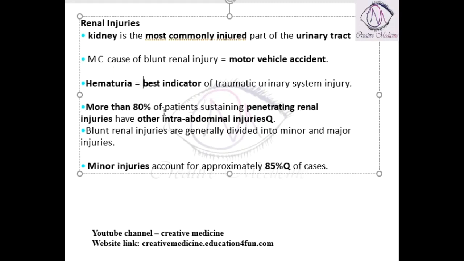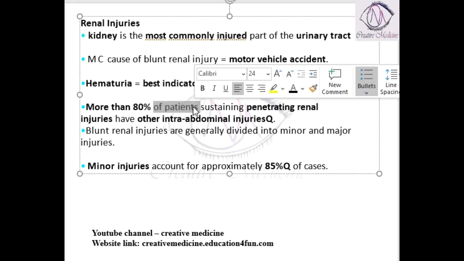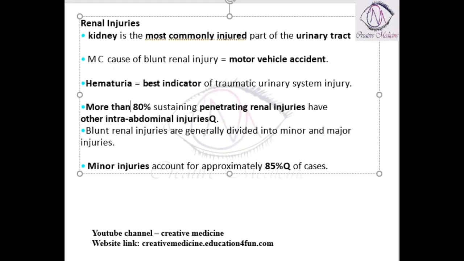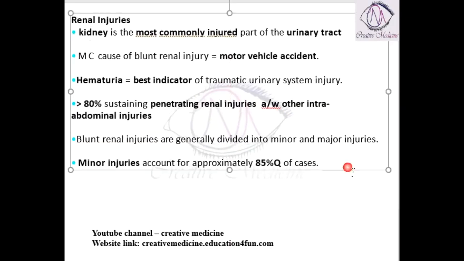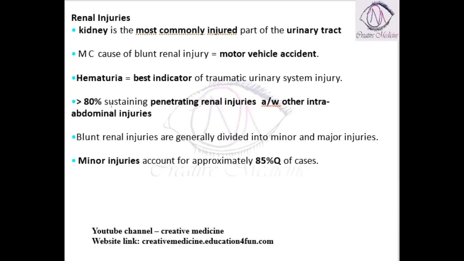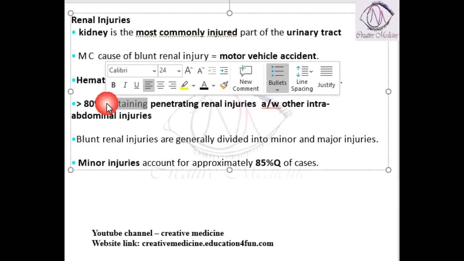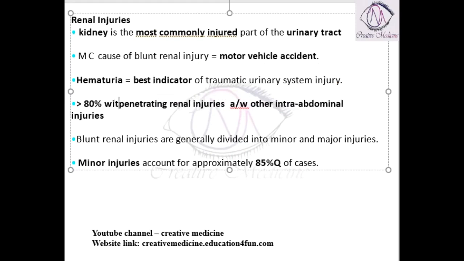Next, more than 80% of patients with penetrating renal injuries have other intra-abdominal injuries also. Because if there is a motor vehicle accident, seeing only renal injuries is rare. Intra-abdominal injuries can also be seen. As a result, 80% of patients with renal injuries are associated with intra-abdominal injuries.